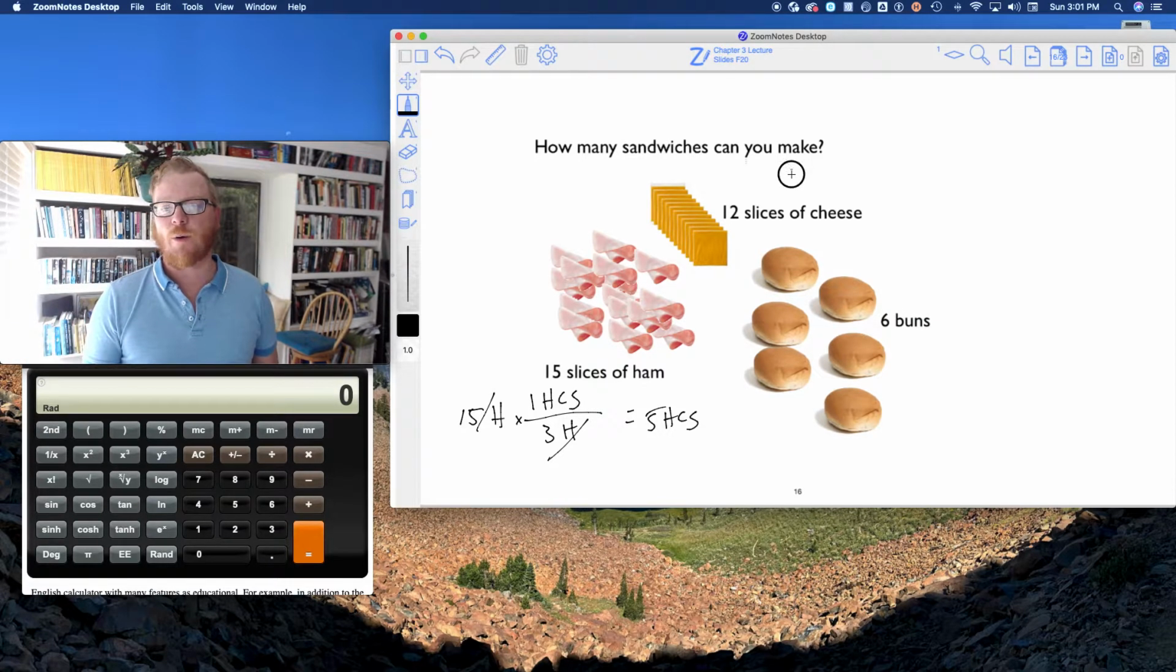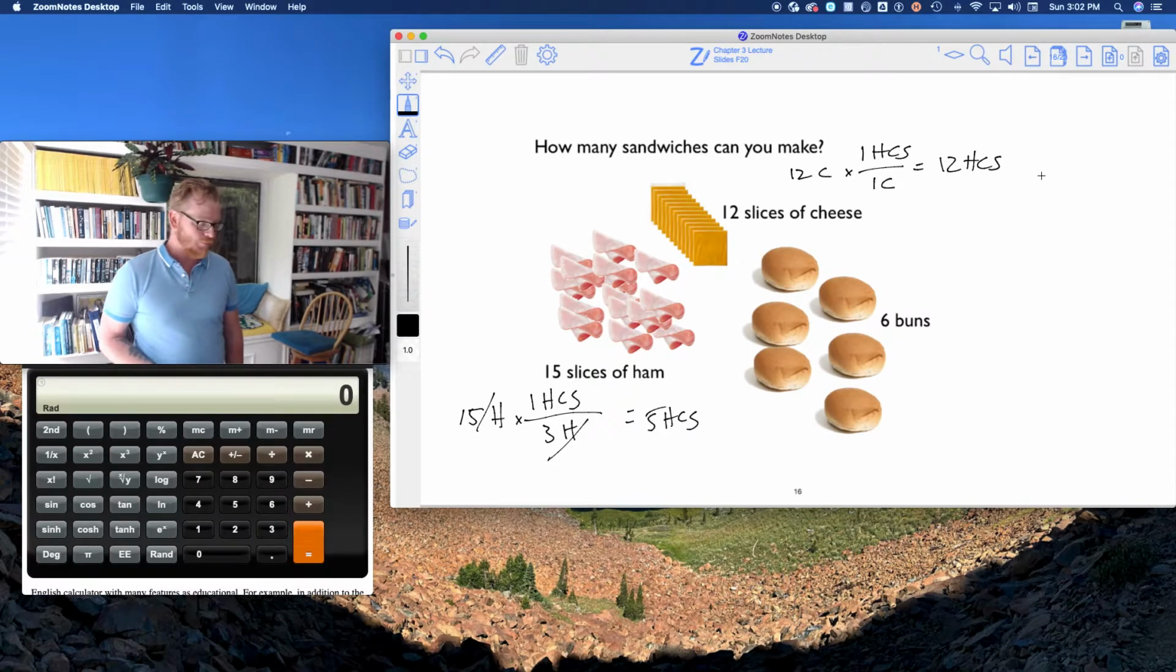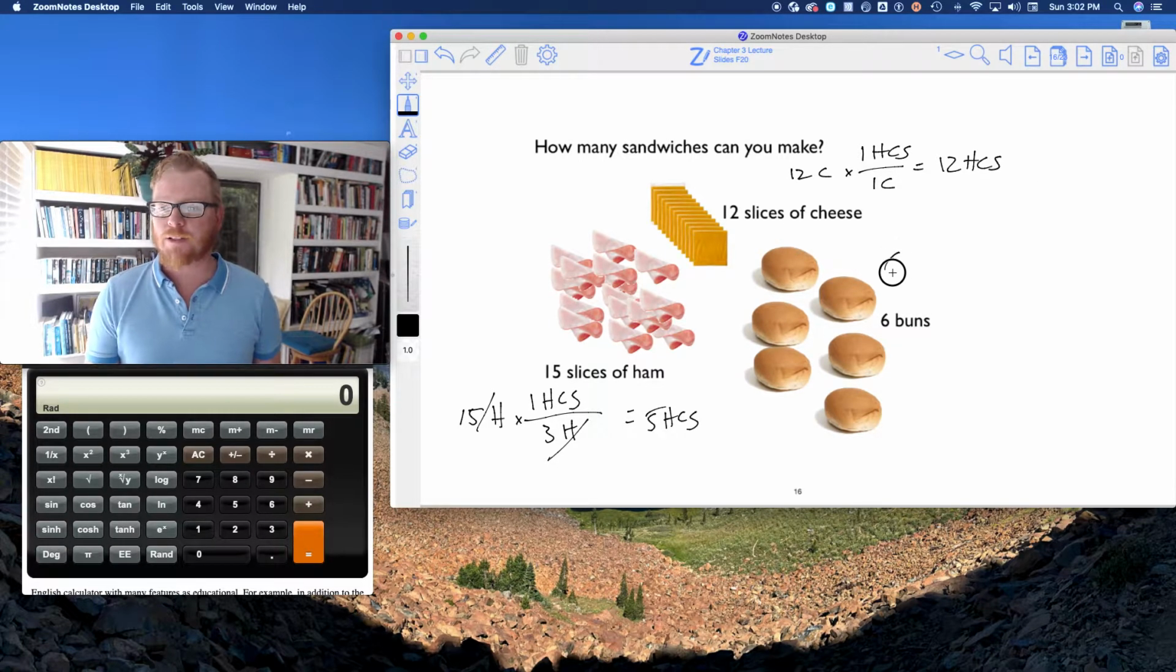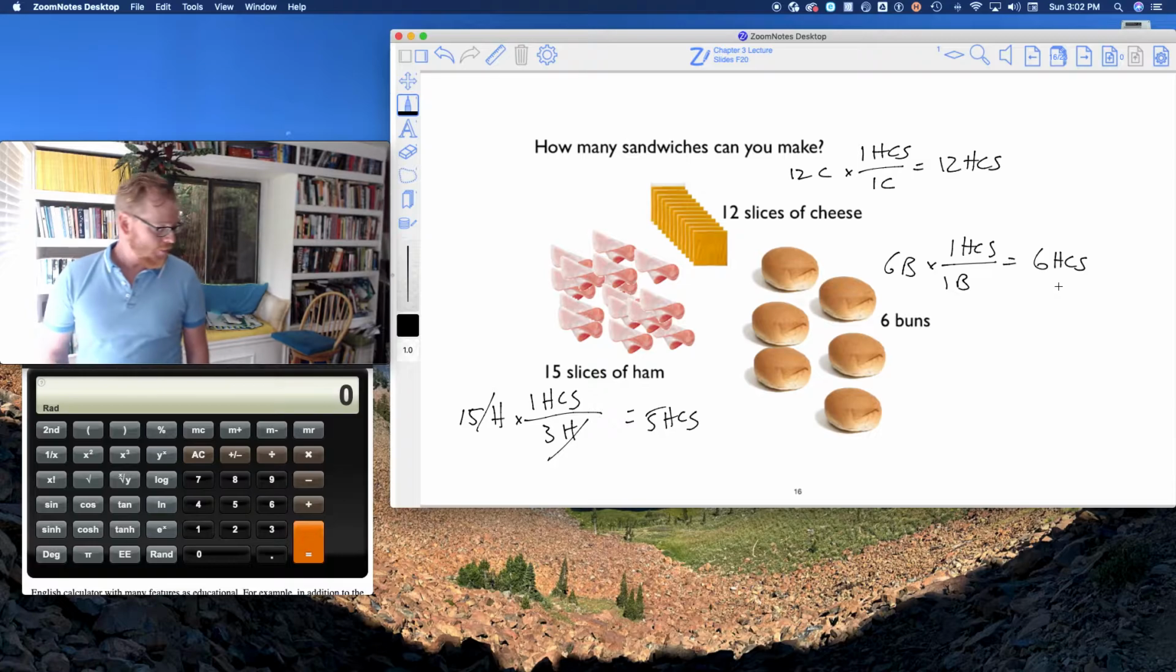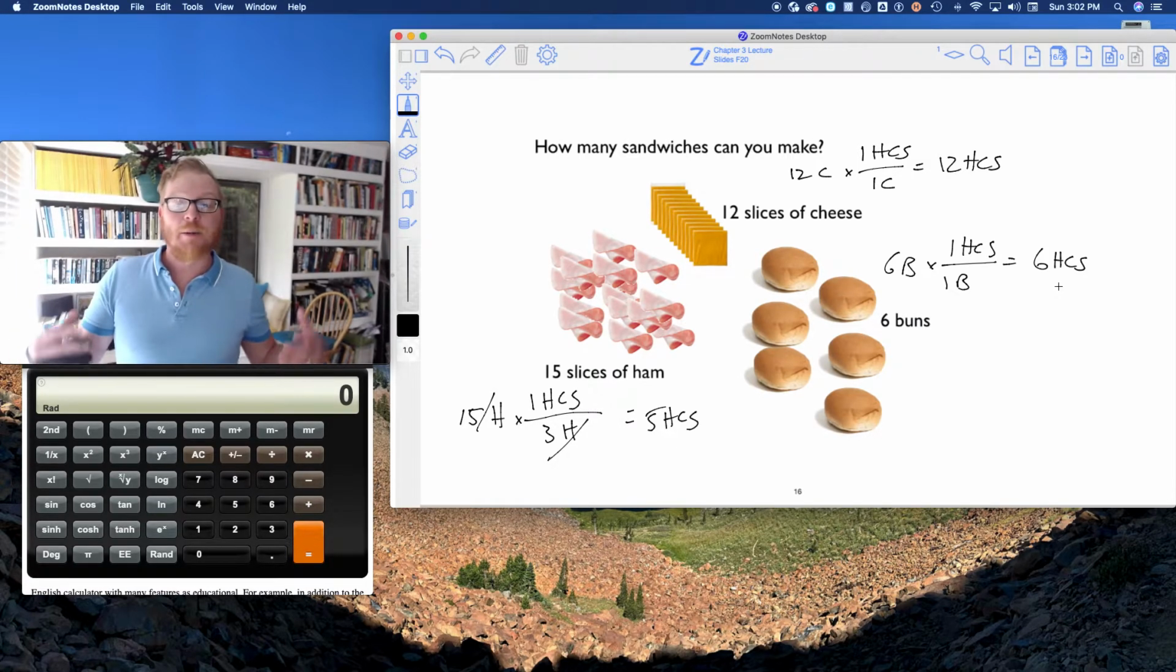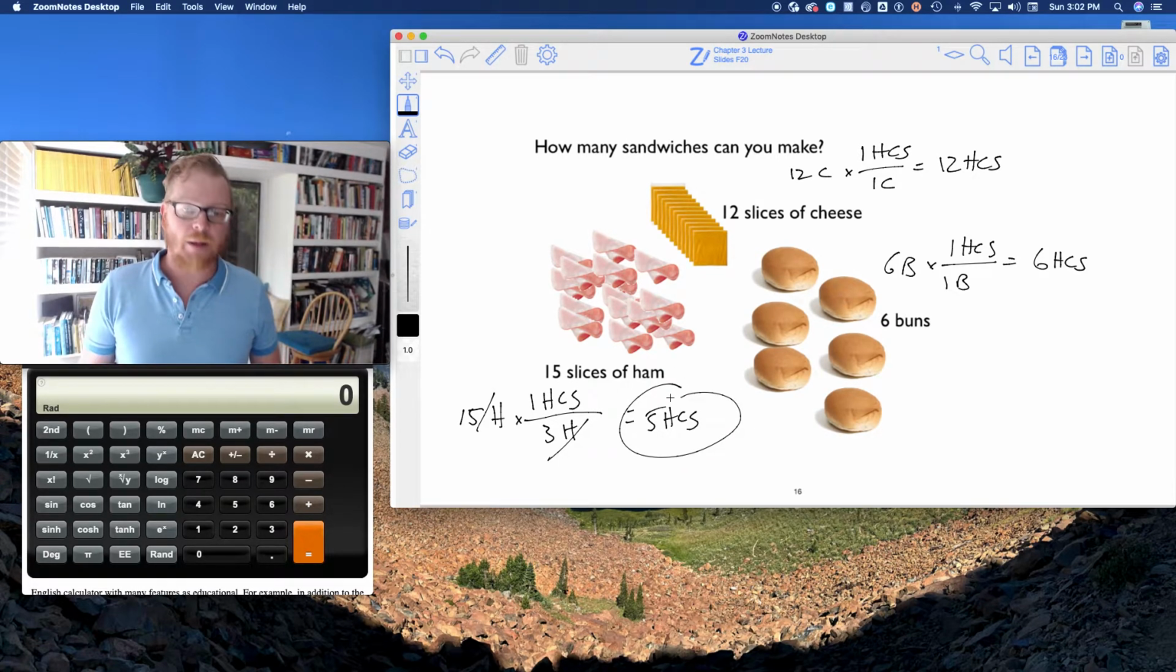Well, what about the cheese? Well, I know I've got 12 slices of cheese, and my recipe told me that I only need 1 piece of cheese to make 1 ham cheese sandwich, so that means from the cheese, I could make 12 ham and cheese sandwiches, right? And similarly from these buns, if I know I have 6 buns and I know I only need 1 bun to make 1 ham and cheese sandwich, that means that I could make 6 ham cheese sandwiches. So now how many complete ham and cheese sandwiches could I make? And the answer is 5, okay?